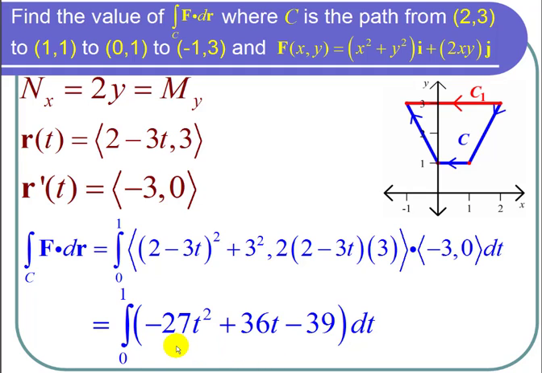In fact, the antiderivative is -9t³ + 18t² - 39t. And if I plug in 1 and then subtract plugging in 0, what I got was that the line integral over C of f dot dr is equal to -30. And I'm done with the problem.